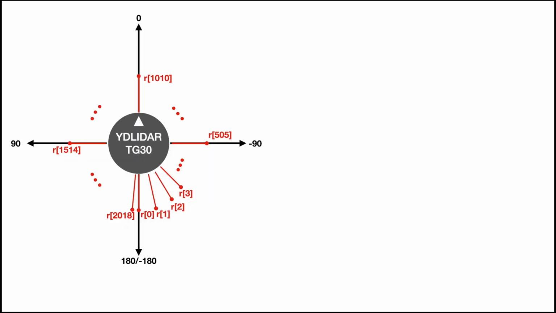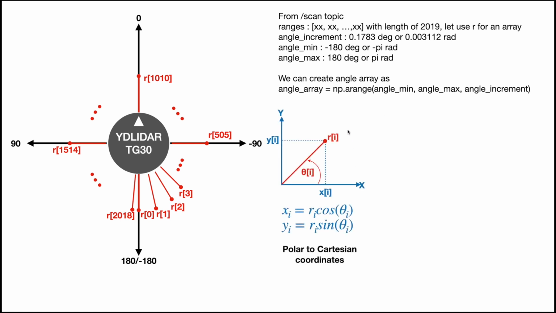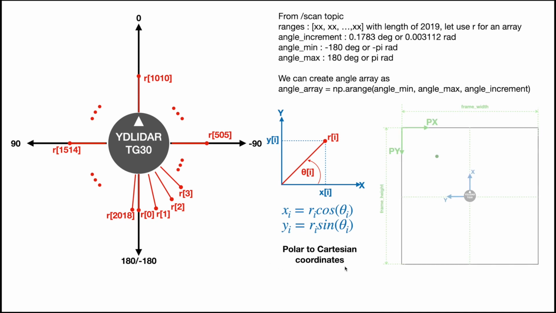Here is a YDLIDAR TT30 and the axes corresponding to the sensor. From the raw scan topic, we can get the range array with a length of 2019, and the angle increment, angle minimum, and angle maximum. So we can create an angle array according to that by using NumPy arange. From polar coordinates as R and theta, we can convert to Cartesian coordinates as X and Y by this equation. What we really want to do is plot these points into an image, so we can use image processing to find some features from the laser scan.